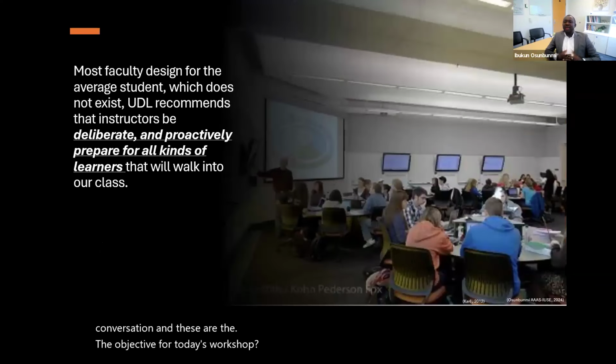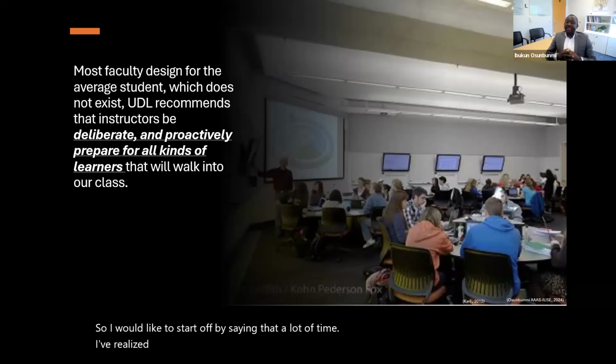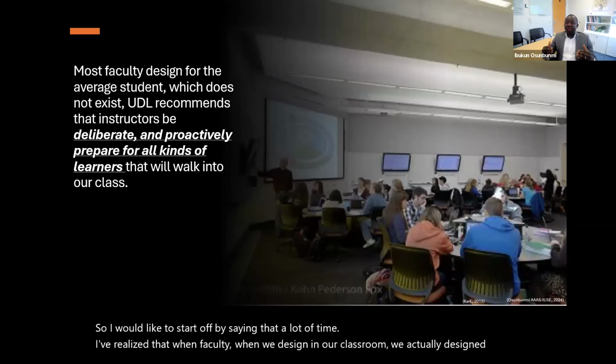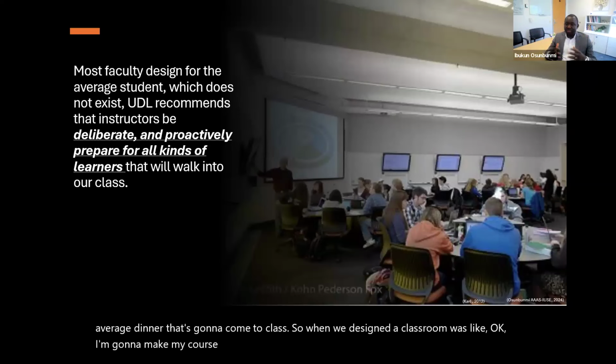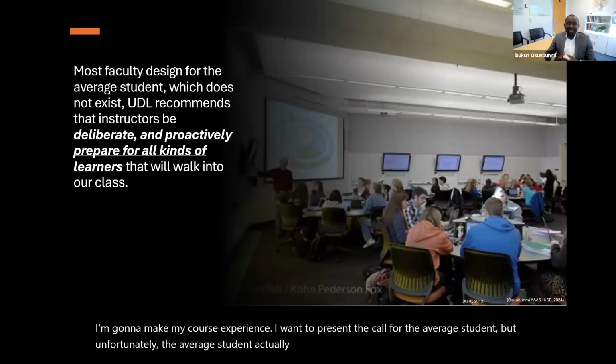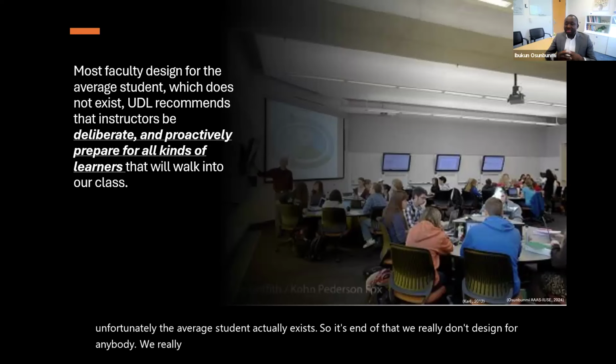So I would like to start off by saying that a lot of the time I've realized that when we design in our classroom, we actually design for the average student that's going to come to class. So when we design a classroom, we say, okay, I'm going to make my course experience, I want to facilitate the course for the average student. But unfortunately, the average student hardly exists. So it ends up that we really don't design for anybody. We really don't maximize people's learning.